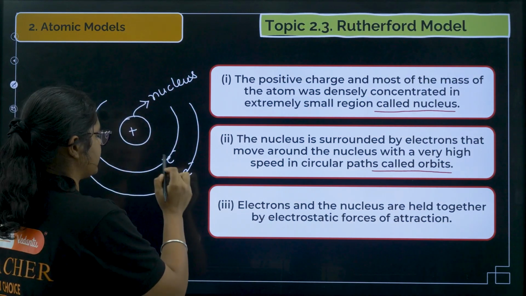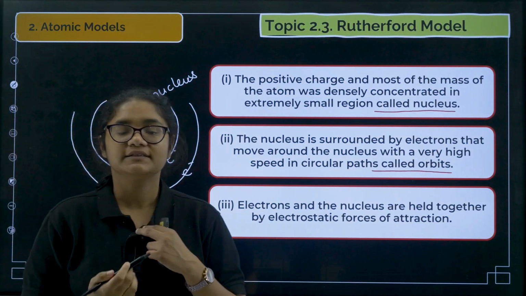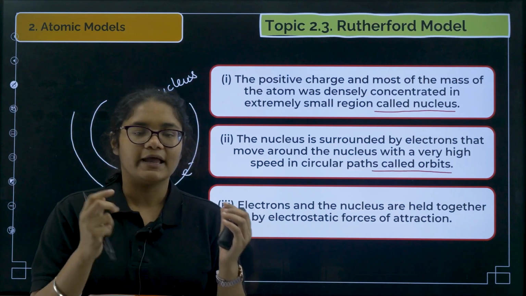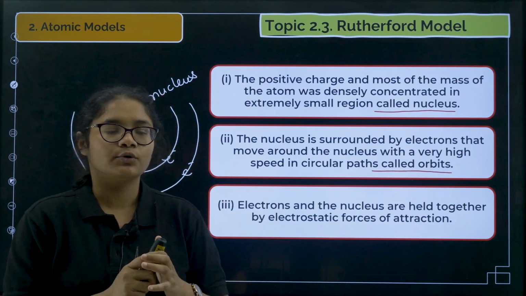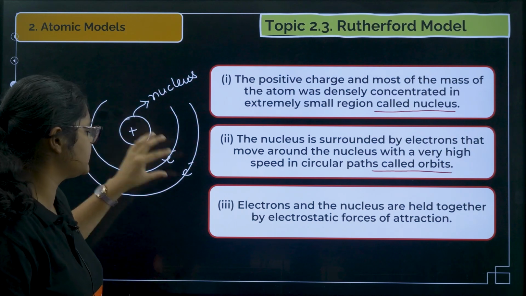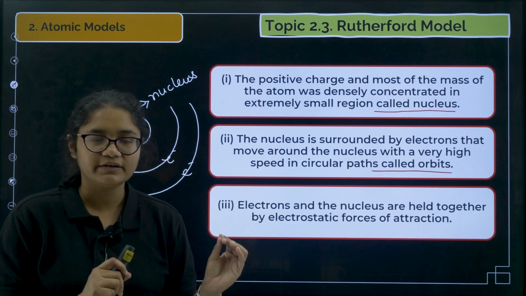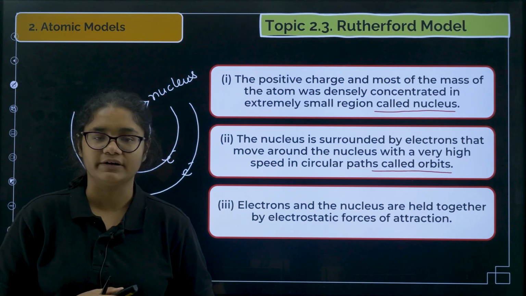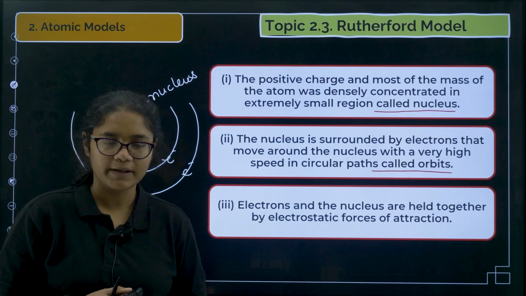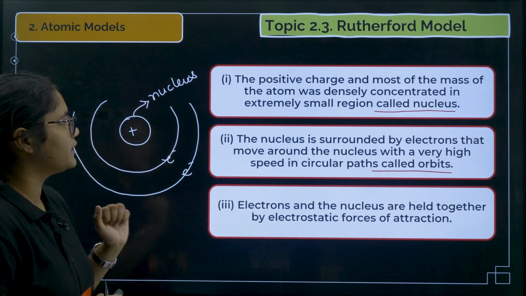So this nucleus and electrons, we were talking about the stability of the atom, right? How these electrons and nucleus are present inside the atom. So these nucleus and electrons, because they are positively charged and negatively charged particles, there is an electrostatic force of attraction between them. Okay, so that's about the Rutherford model.